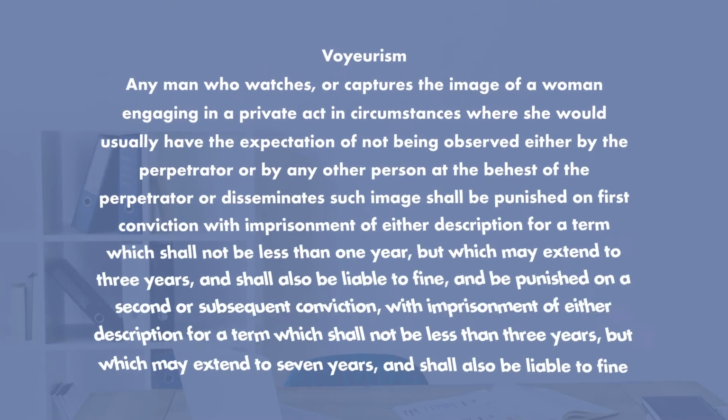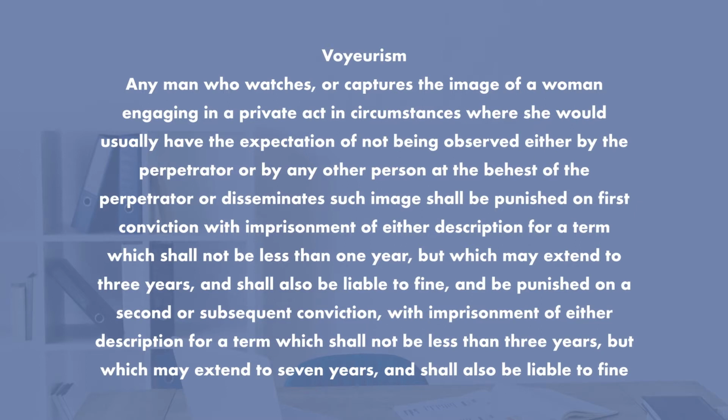Section 354C talks about voyeurism. Any man who watches or captures the image of a woman engaging in a private act in circumstances where she would usually have the expectation of not being observed either by the perpetrator or by any other person at the behest of the perpetrator, or disseminates such image, shall be punished on first conviction with imprisonment of either description for a term which shall not be less than 1 year, but which may extend to 3 years, and shall also be liable to fine, and be punished on a second or subsequent conviction with imprisonment of either description for a term which shall not be less than 3 years, but which may extend to 7 years, and shall also be liable to fine.